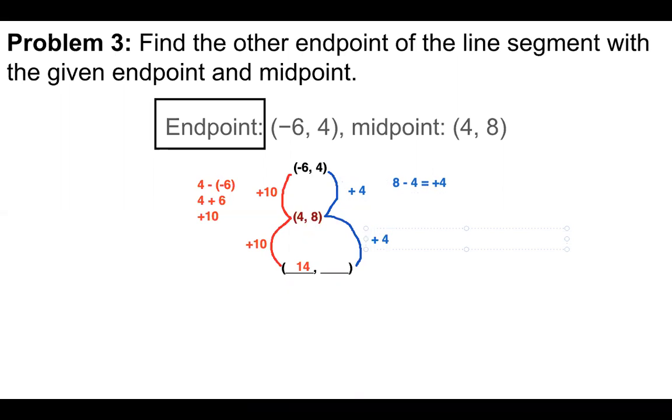Now we repeat the pattern in the bottom half. 8 plus 4 is 12. So the missing endpoint is 14, 12.